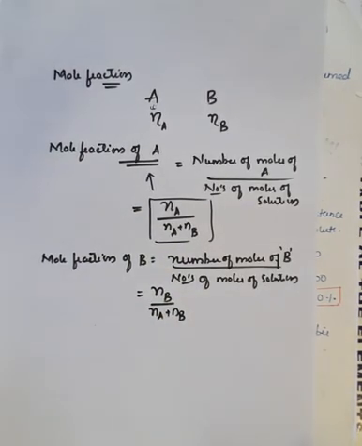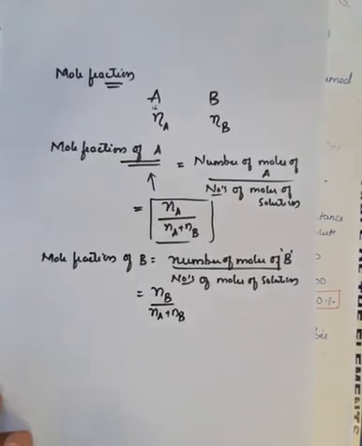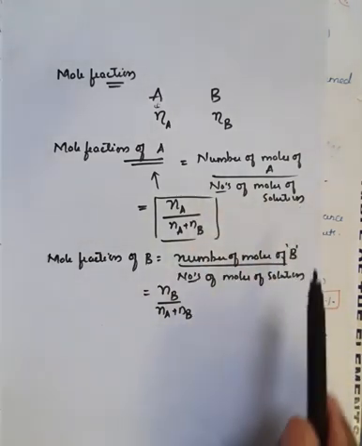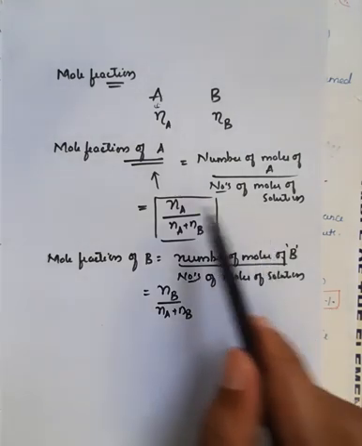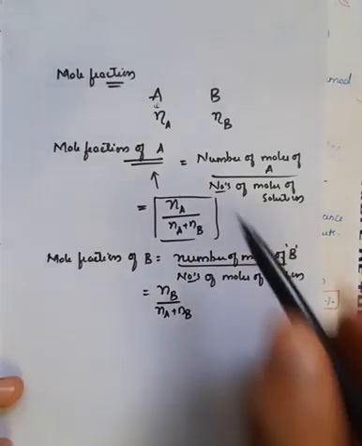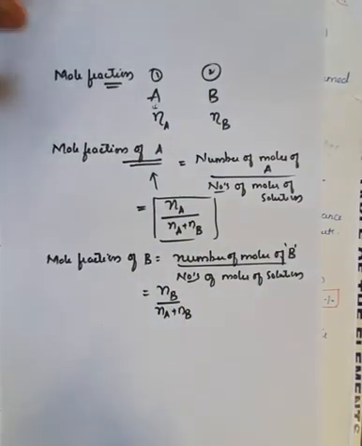So the mole fraction of any particular substance is equal to number of moles of A divided by number of moles of solution. Similarly, number of moles of B divided by number of moles of solution. That can be given as Na divided by Na plus Nb, and Nb divided by Na plus Nb. If there are two different molecules or substances, we have given it like this.